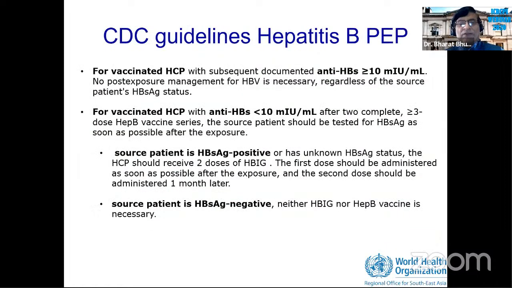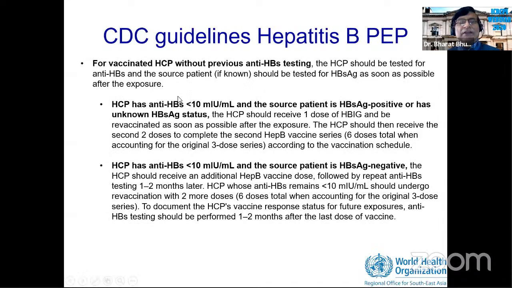I will just give you the latest CDC guideline on hepatitis B PEP. Persons who are vaccinated, who have got more than 10 international unit per ml of anti-HBs titer, nothing is required. If the titer is less than 10, then it is important that the source patient should be tested. And if the source person is surface antigen positive, give immunoglobulin. If he's negative, we don't require anything, neither immunoglobulin nor vaccination.